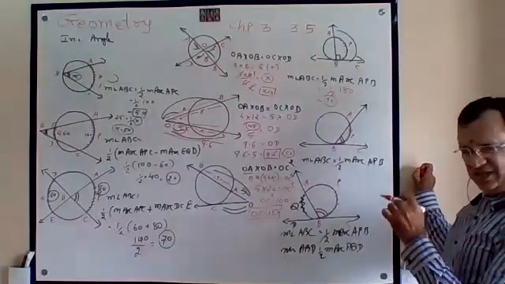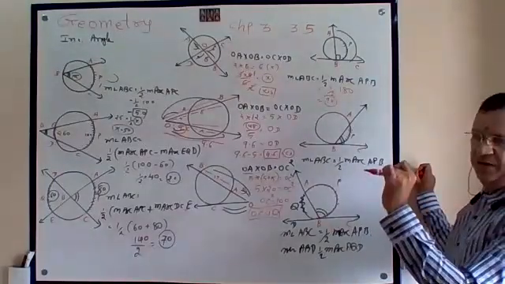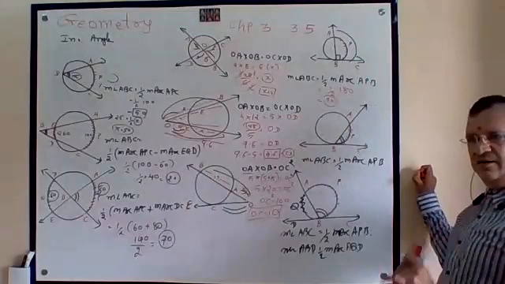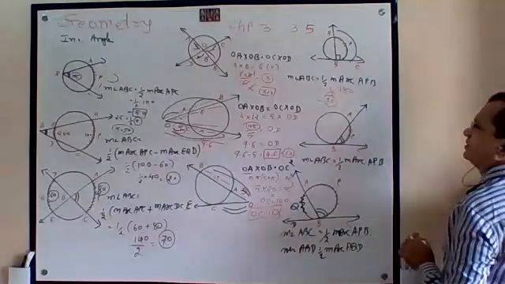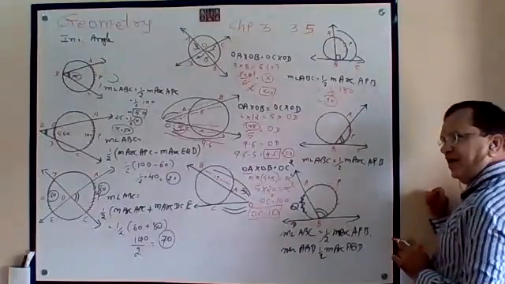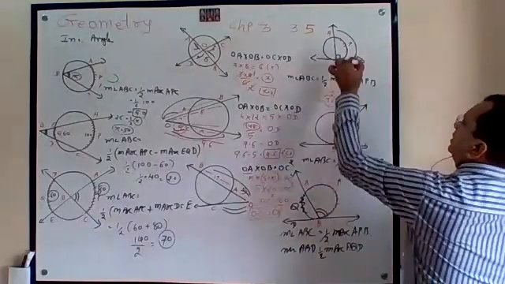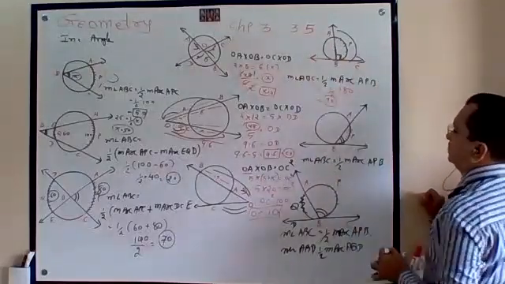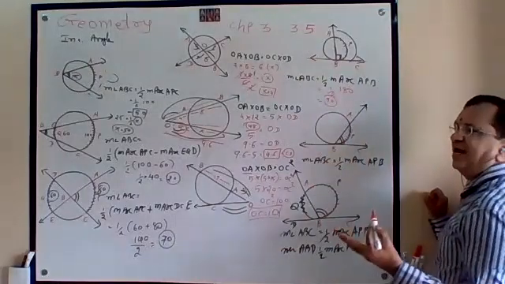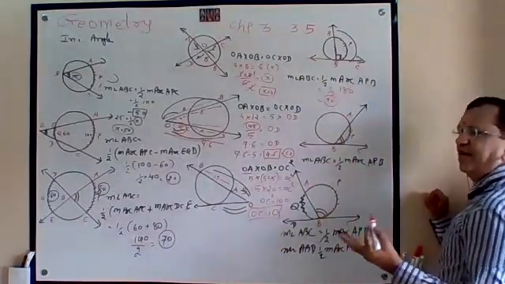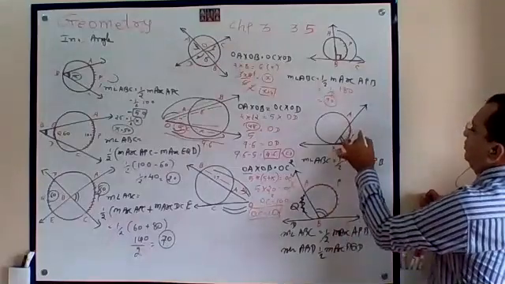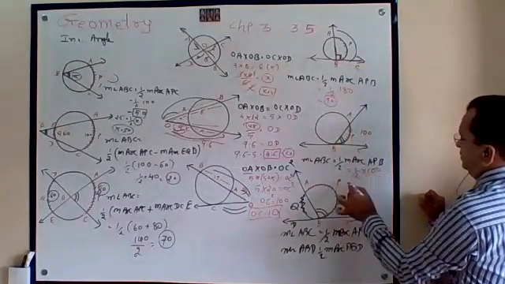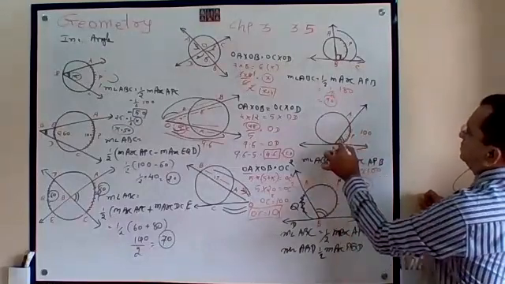When one tangent is there and from a common point you join it with the center, it is always 90 degrees. That is known as the tangent radius perpendicular theorem. Again, tangent radius perpendicular theorem. Now the arc is less than a semicircle. The arc is less than 180. Suppose it is 100. So half of 100 is 50 degrees.